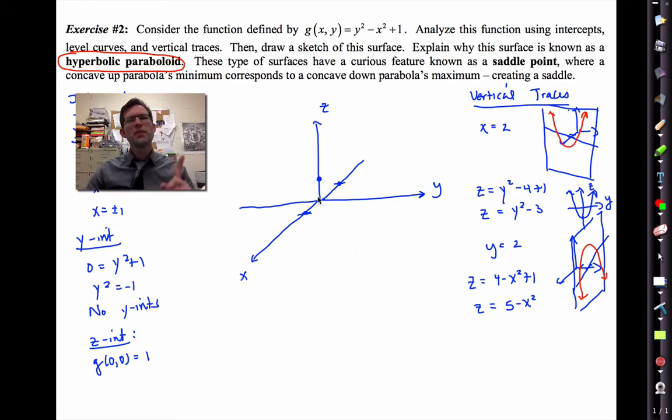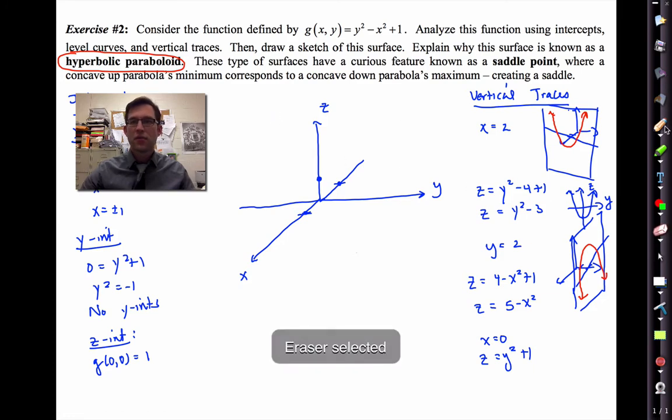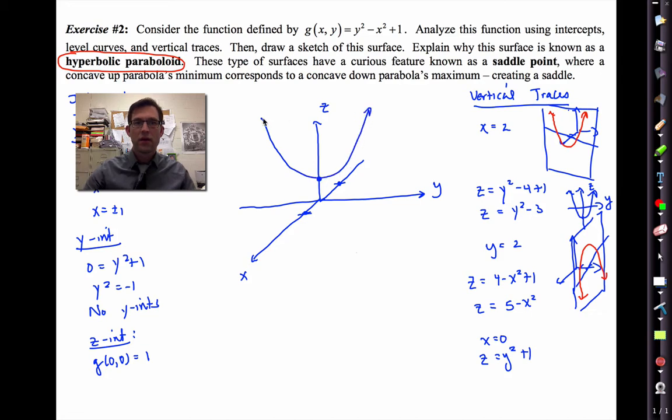Let me think just about my vertical trace at x equals 0. If I had x equals 0, what would I have? I'd have z equals y squared plus 1. Well, that just is a parabola that looks something like this. Remember, you're just kind of caught in this plane.